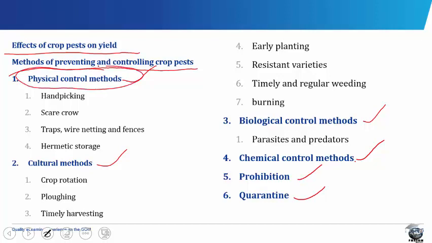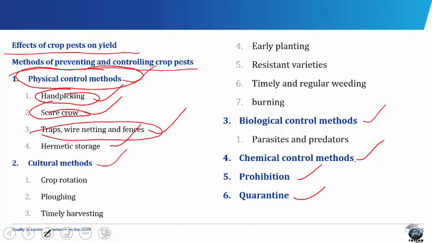The physical control methods include hand picking, using the scarecrow, using traps, wire netting and fencing, and also the hermetic storage. In hand picking, caterpillars of insects and grasshoppers are hand picked and killed. It is ineffective when fast-moving insects are involved. The scarecrow is used for scaring birds and monkeys off the farm, making them think that human beings or someone is still in the farm.